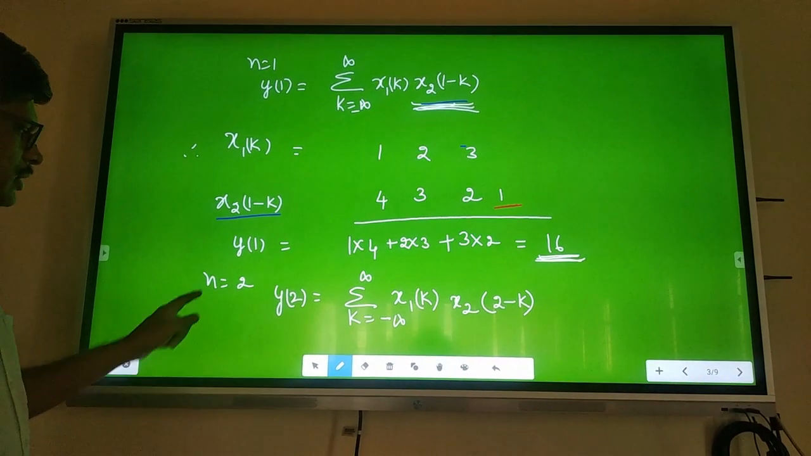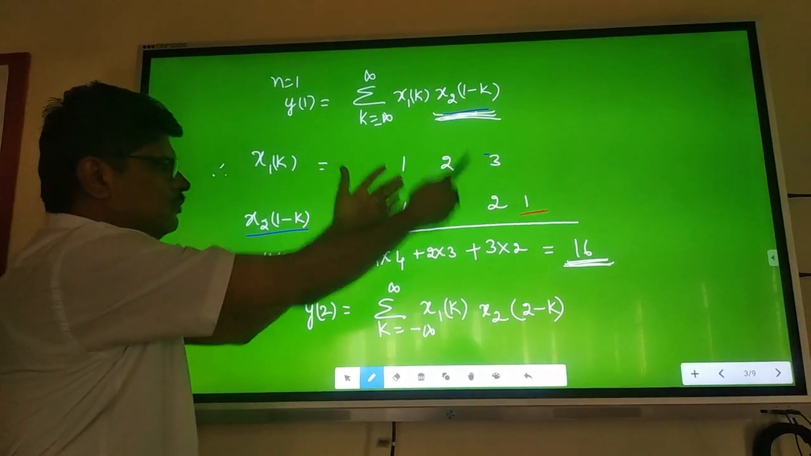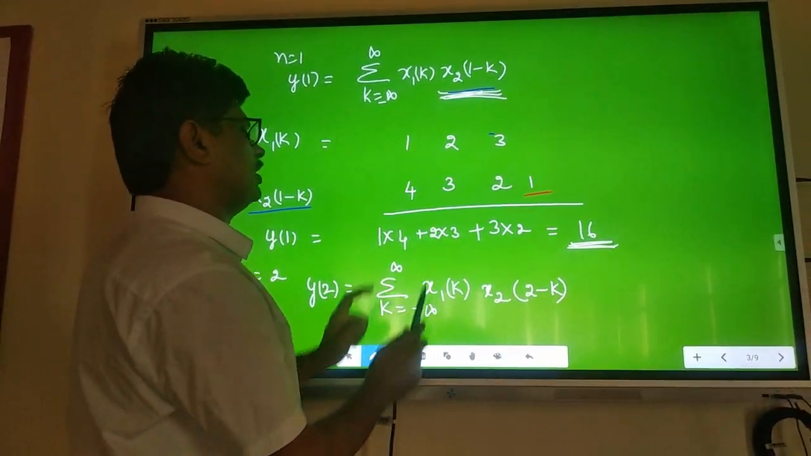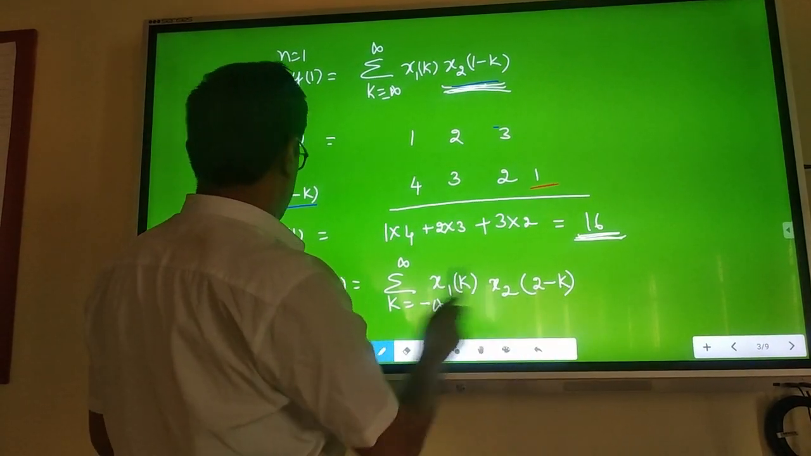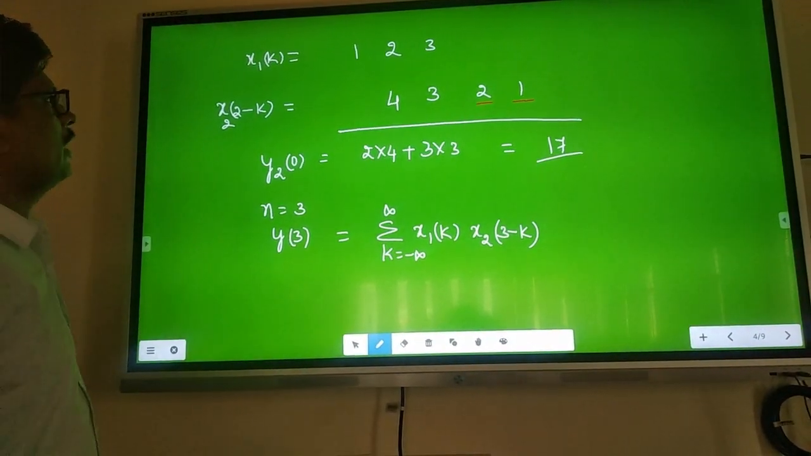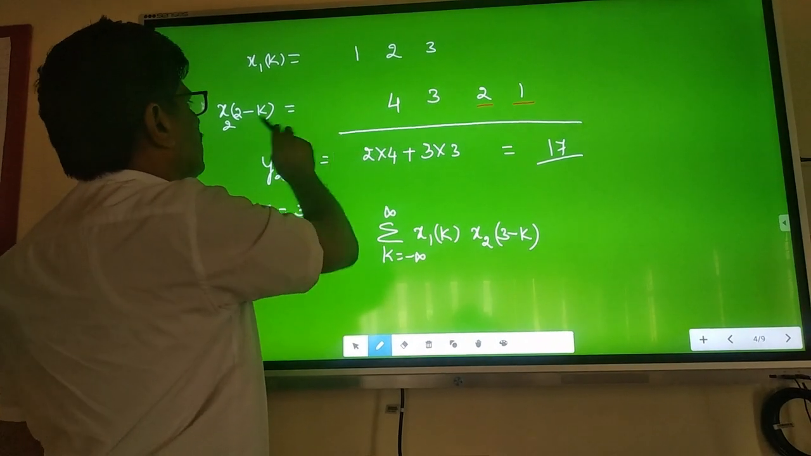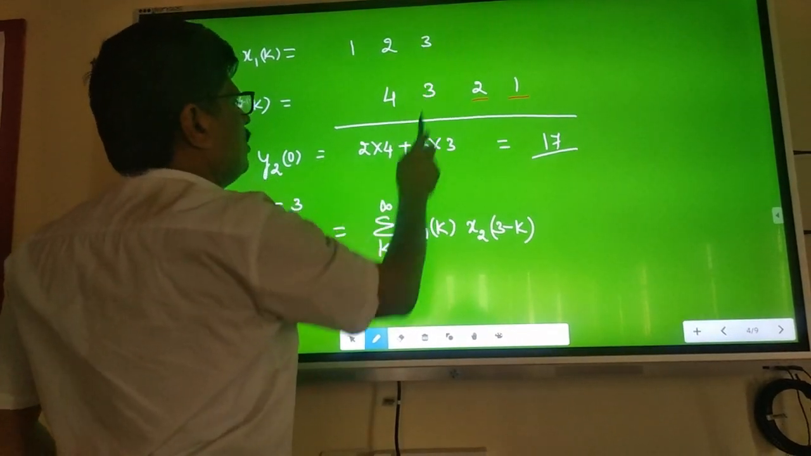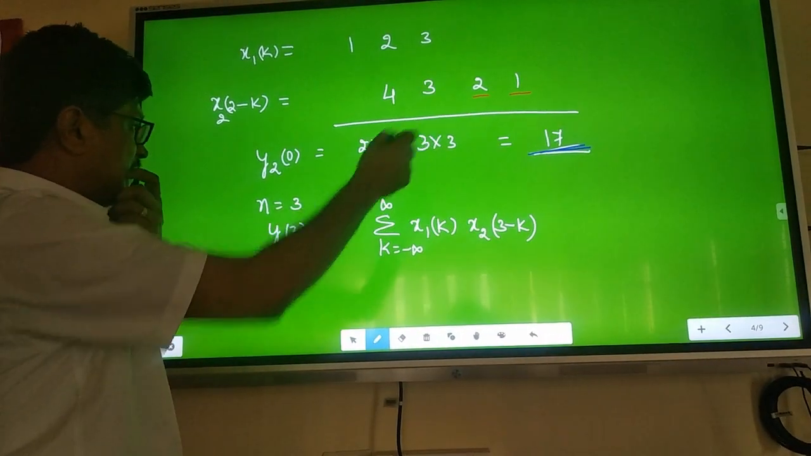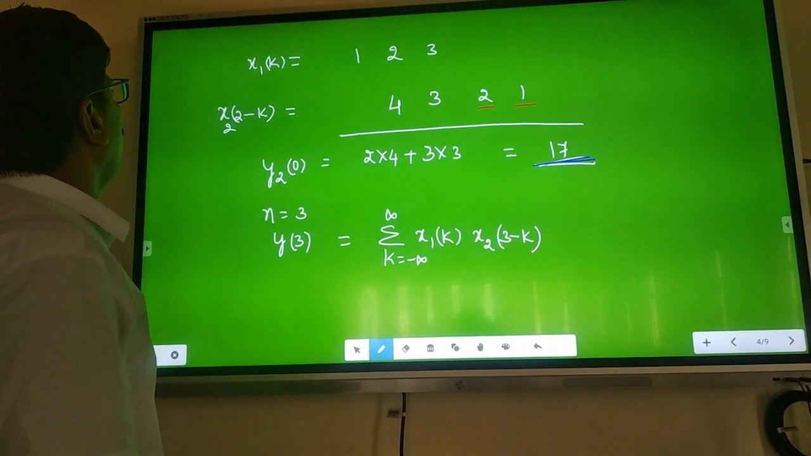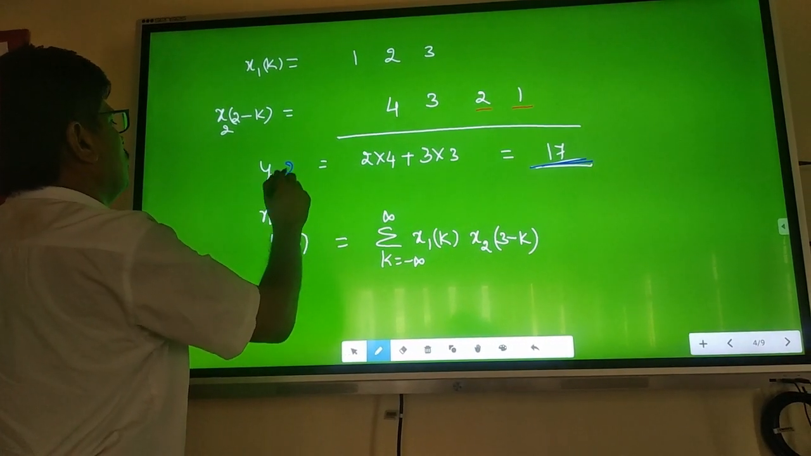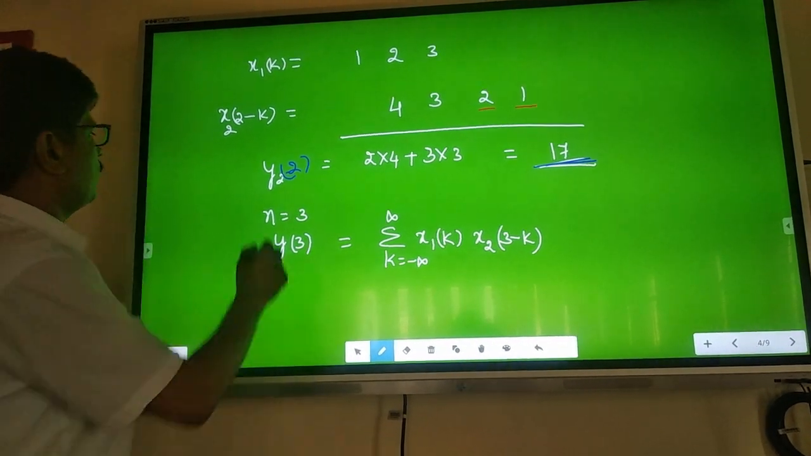Now, similarly, for the second, n is equal to 2. You have to shift and multiply until you get 0. Now see, y[2] is equal to the summation over k from minus infinity to plus infinity of x1[k] x2[n minus k], which is x2[2 minus k]. What should you do? Just shift one more. x1[k] is the same, 1, 2, 3. Second one, one more shift: 4, 3, 2, 1. Then 3 into 3, 2 into 4 is 8, and adding 6 gives 17. You will get 17.